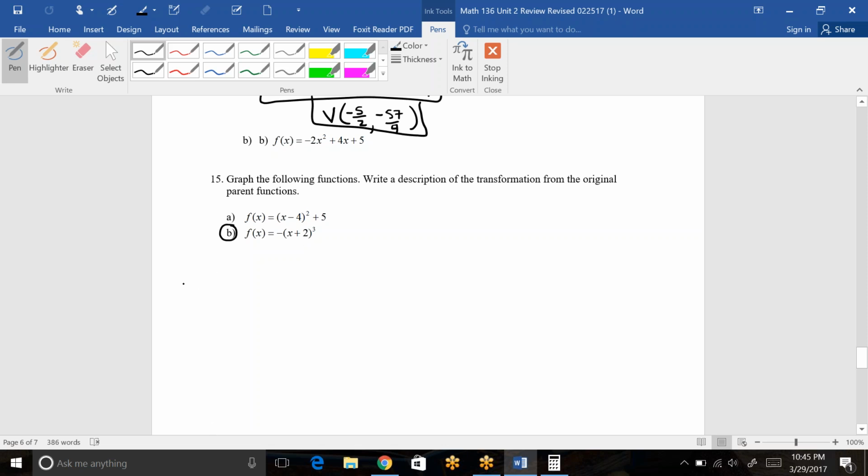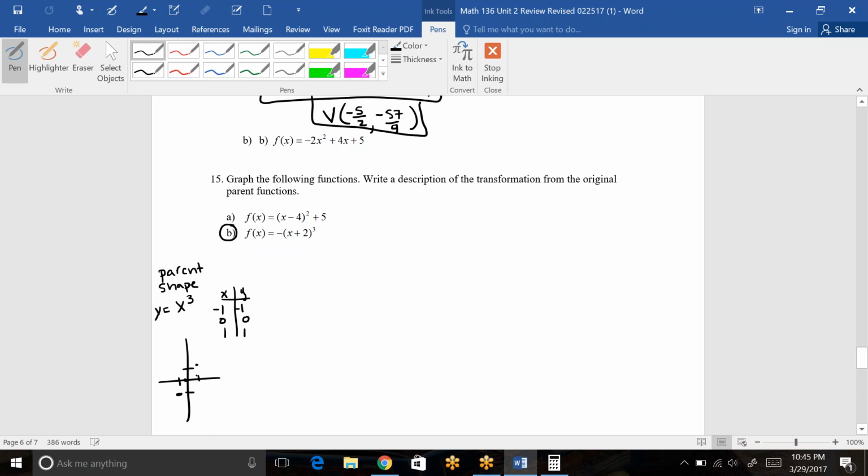This one's a cubed. That means our parent shape, because you do have to know your generic shape if you're going to try to do a transformation, is x cubed. If you don't remember what x cubed looks like, make a little table. Plug in -1, 0, and 1. -1 cubed is -1. 0 cubed is 0. +1 cubed is +1. And that will kind of help you remember what that shape looks like.